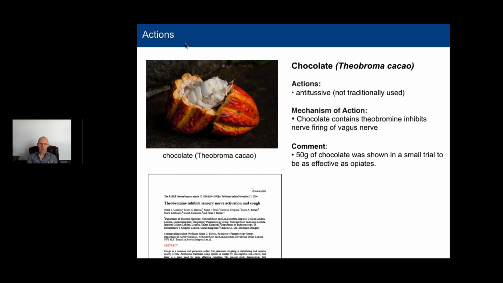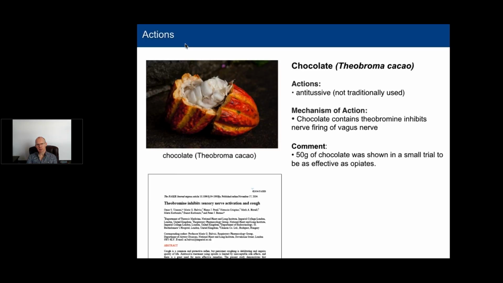He couldn't find anything that was open. The only thing open was a 24-hour gas station. So he picked up a dark chocolate bar and started chewing on it. And he said within a few minutes, finally the cough resolved, and he was able to go back to sleep. So I just think it's kind of neat that chocolate has that indication.